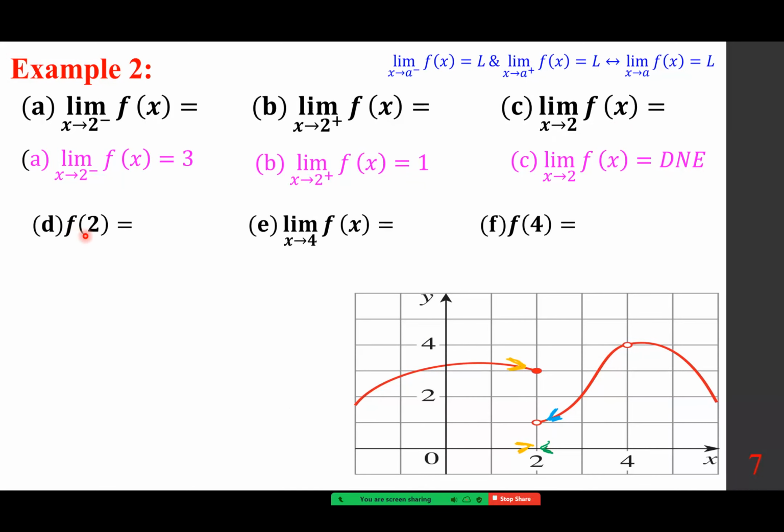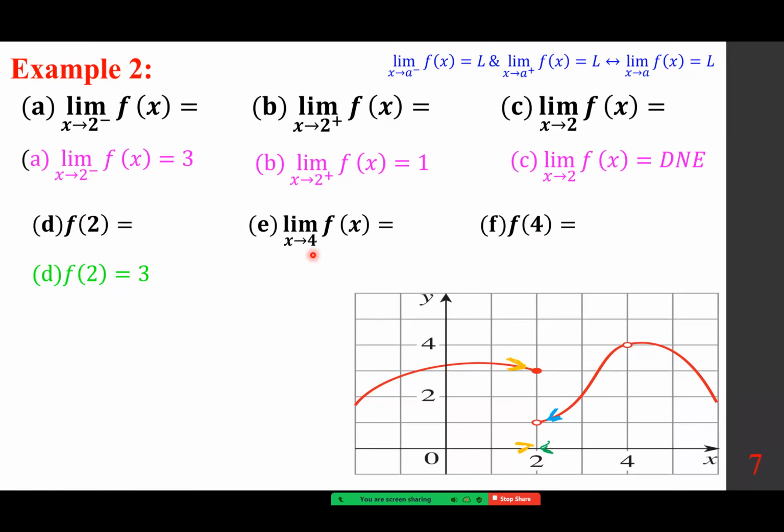Now, this means at 2, which means look for a solid dot, a point such as this one, and the answer is 3. So f of 2 exists, and it's equal to 3. That's why when you compare these two, they are equal. They might say it's continuous at 2 from the left.